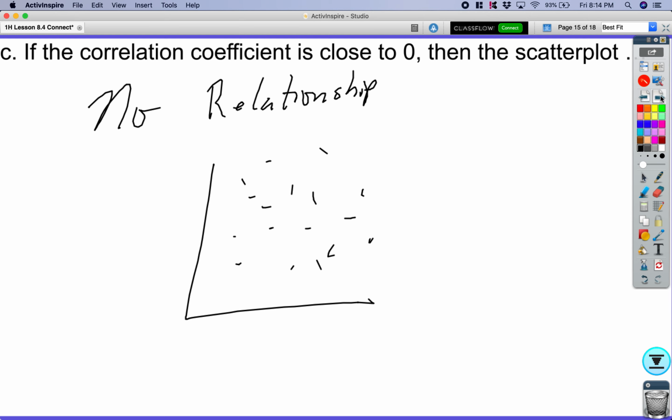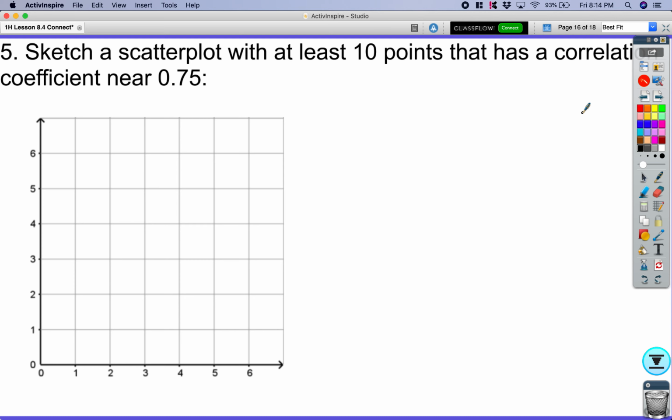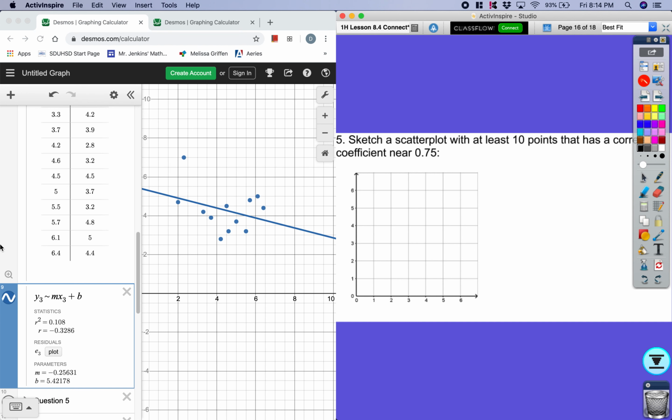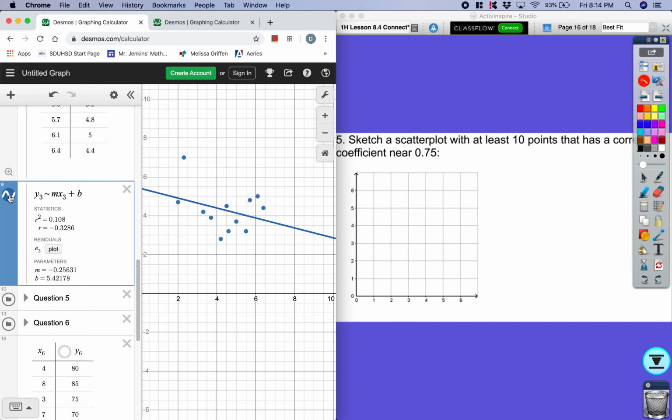Okay. So what I want you guys to do now is play around with Desmos and try to create a relationship that has a correlation coefficient, an R value, of 0.75 with at least 10 points. So let's go ahead now. You can play around with it. What I do with these, go ahead and make this disappear really quickly.